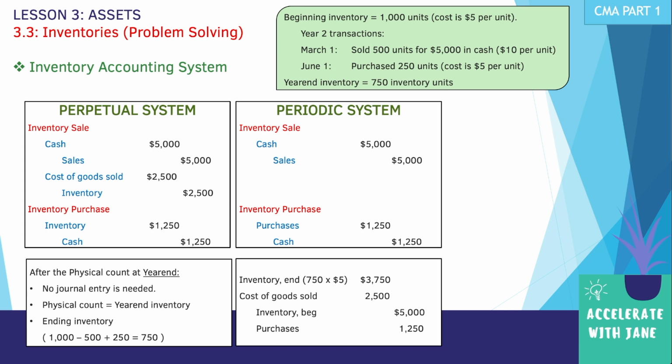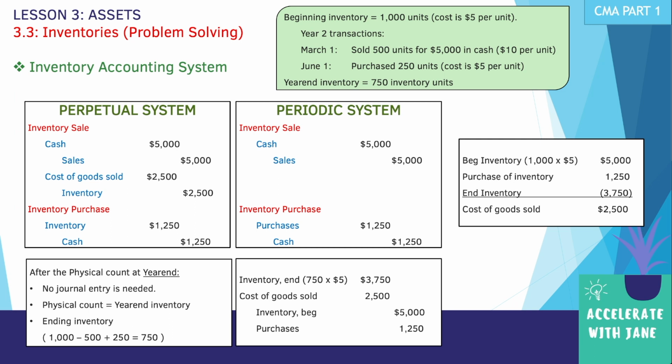Just a short recap of the main difference between the two: under periodic system, we don't record the cost of goods sold and inventory at the time of the transaction. Also, at year end, we record the entry for periodic system. On the other hand, for perpetual inventory system, we don't record such a transaction because, as I mentioned earlier, everything is already reflected when the transaction occurred. I hope that is clear.